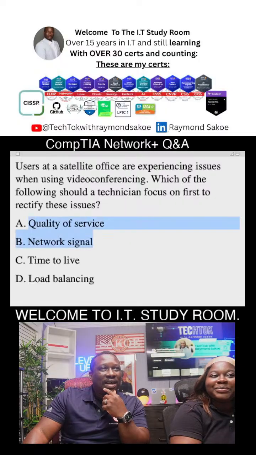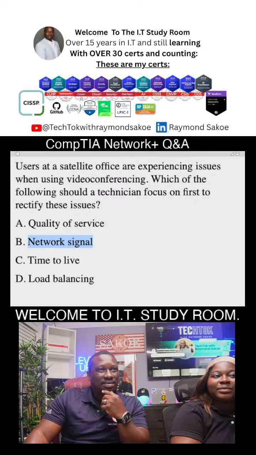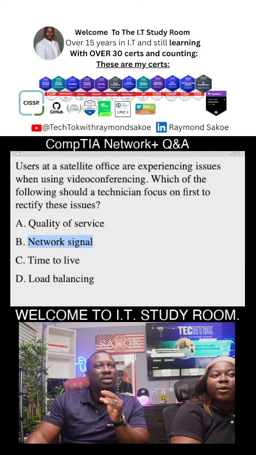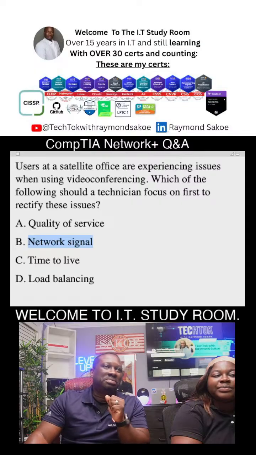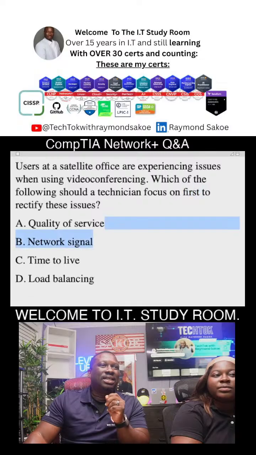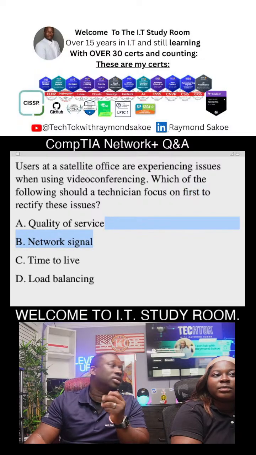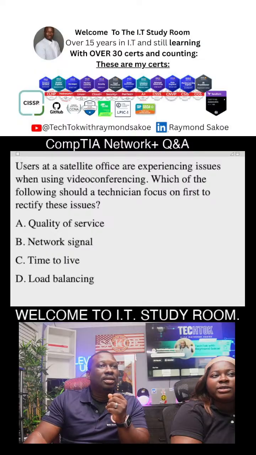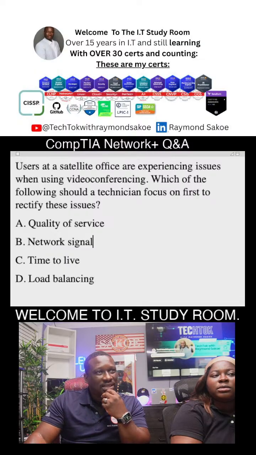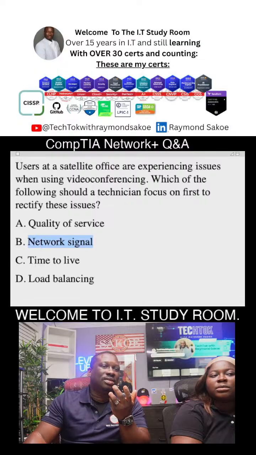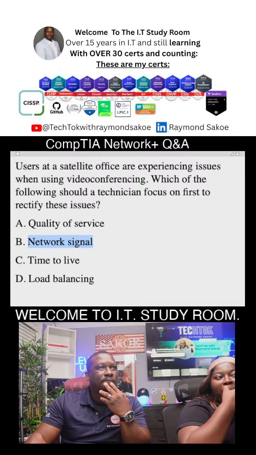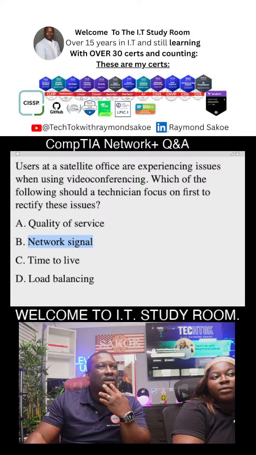So, B is saying network signal. Which of the following should a technician focus on first to rectify these issues? I think the keyword here is first. Increasing the network signal would also help. It never said increase. Why are you saying increase? I mean, fixing the network signal. They are related. Satellite office.